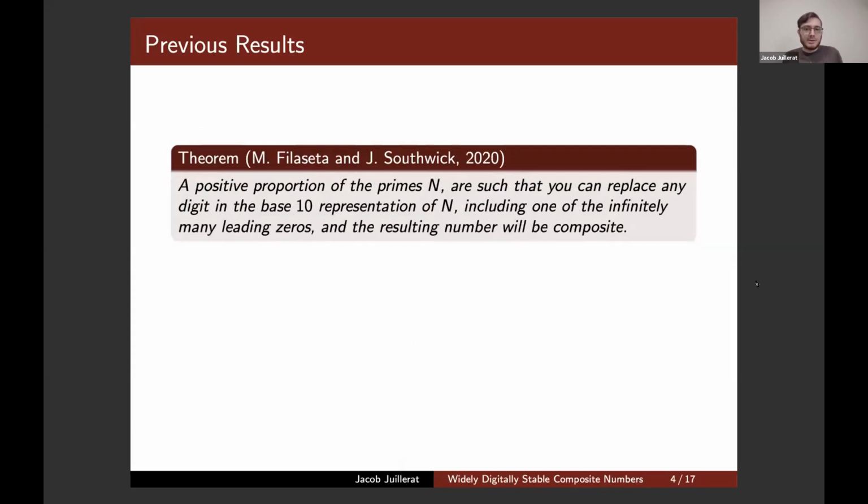This year, Filaseta and Southwick went back to looking at prime numbers, and they show that there's a positive proportion of the primes n such that you can replace any digit in the base 10 representation, including one of the infinitely many leading zeros, and the resulting number will be composite. So the new thing here is including infinitely many leading zeros. And they called these widely digitally delicate primes, widely to represent including the infinitely many zeros.